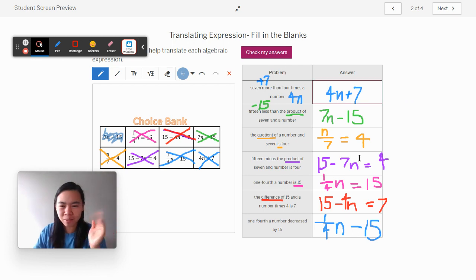Never mind. My button doesn't work because I wrote on top of my screen. Once you type in your answers, click that button. You should get the little check mark when it's correct.